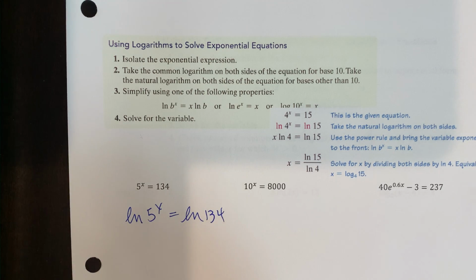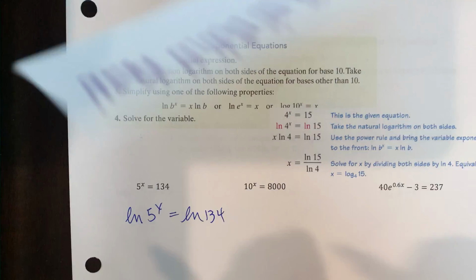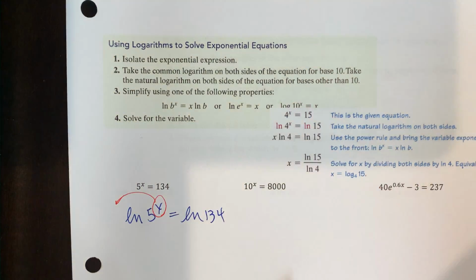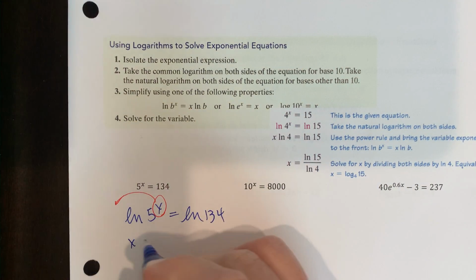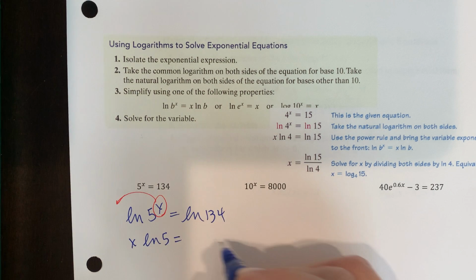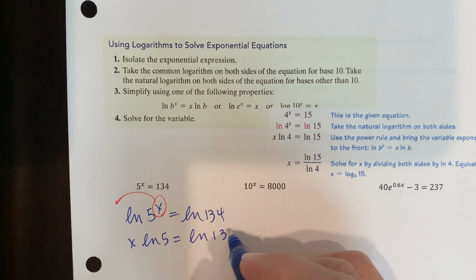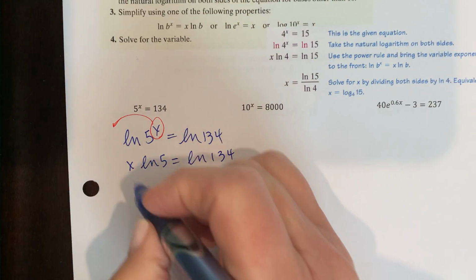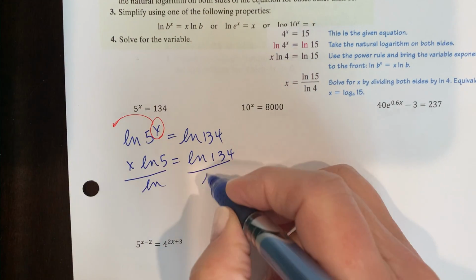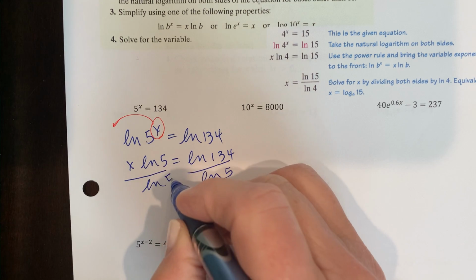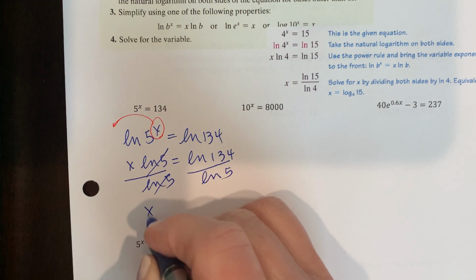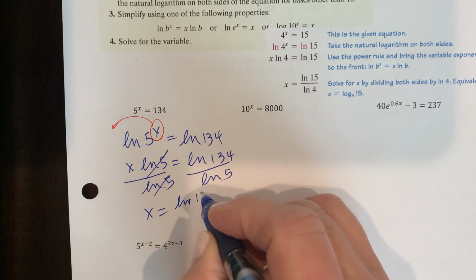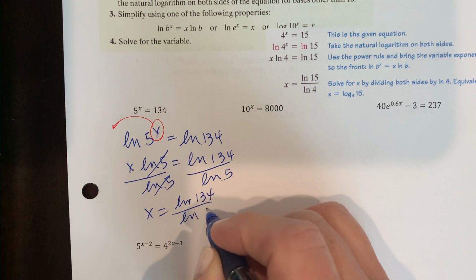So then, remember, your power is brought to the front. So now I really have x ln 5 equals ln of 134. I'm trying to get x by itself. So I'm going to divide by ln 5 on both sides. Then I get x equals ln of 134 over ln of 5.